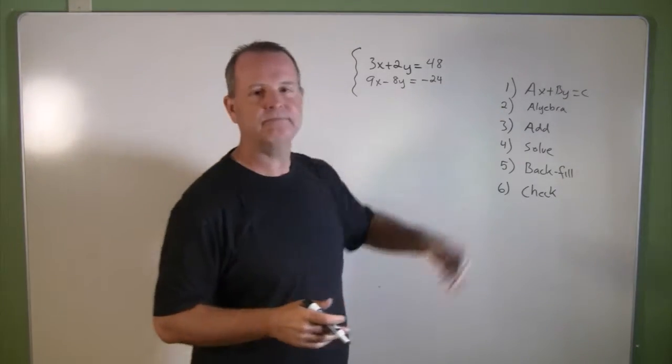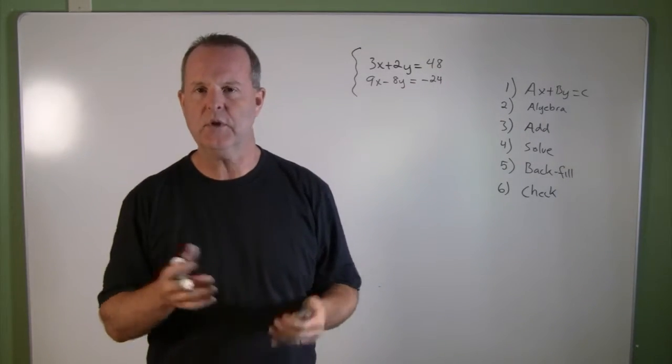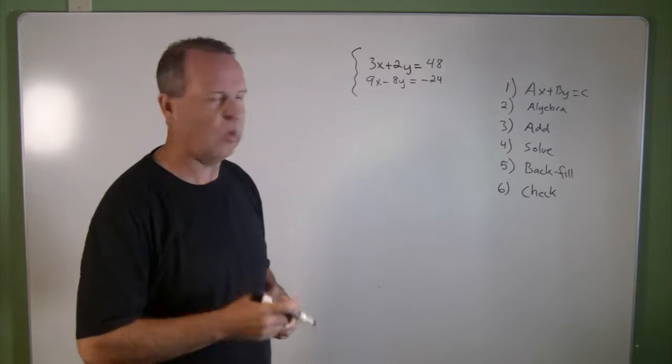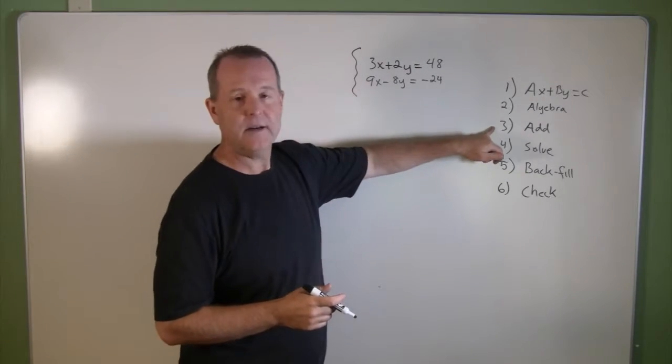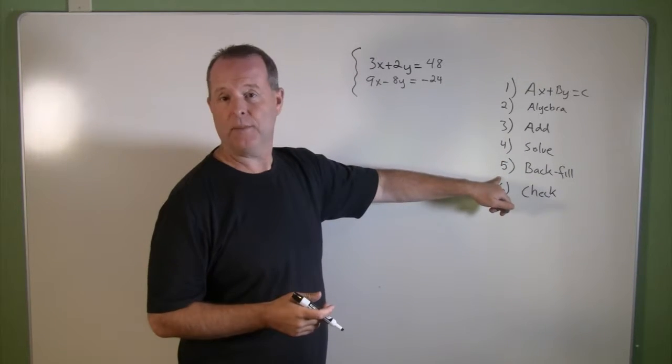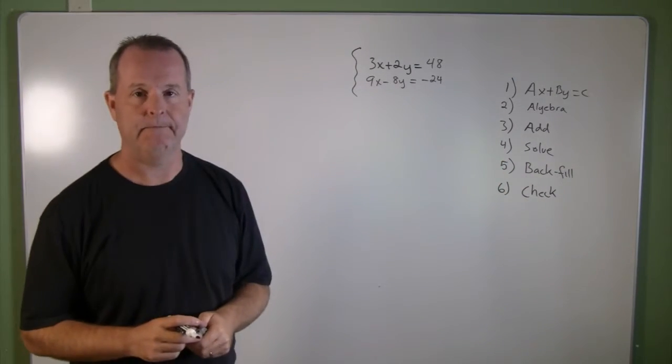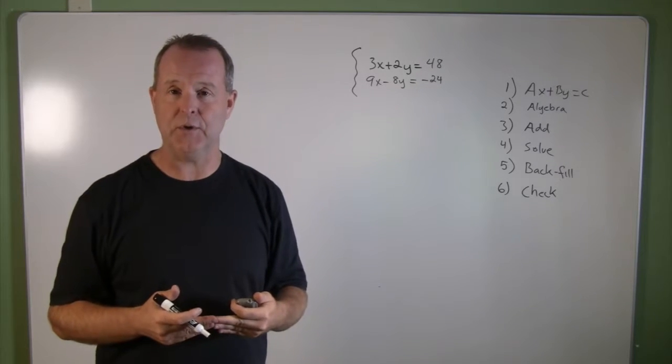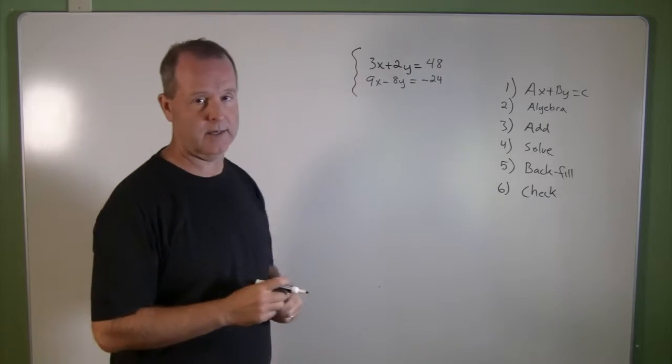The second step, that's where the magic occurs. We'll do some basic algebra, or magic. And then from there, the steps are similar. We'll add, solve, back substitute or backfill, and then check. So let's work these things through as we look at this system that we want to solve.